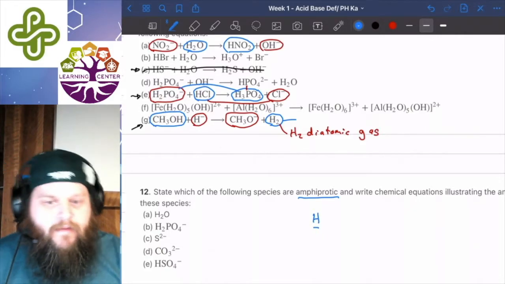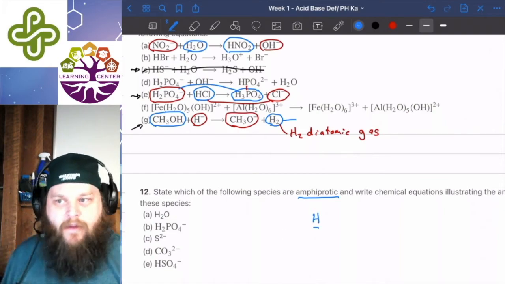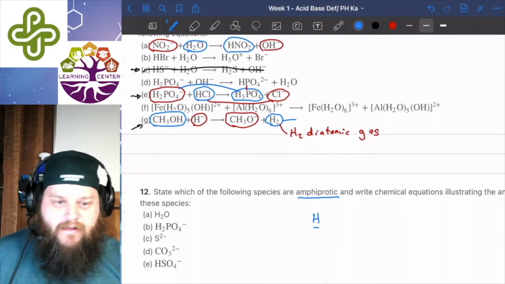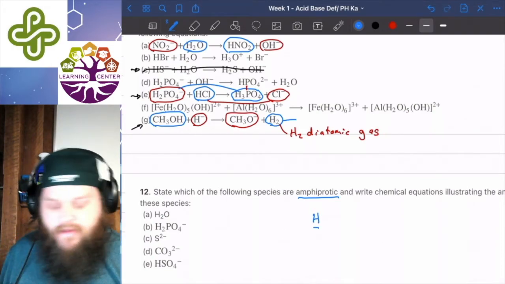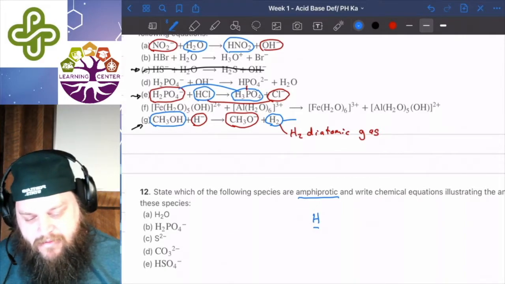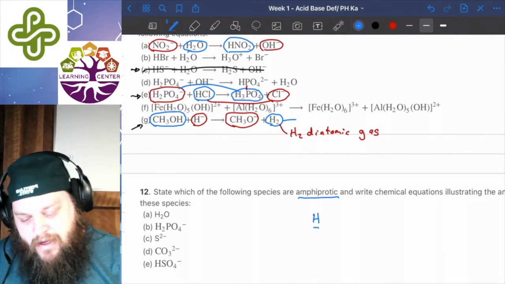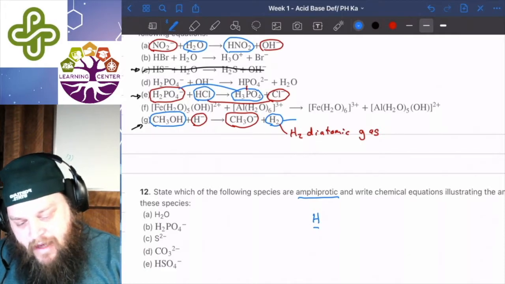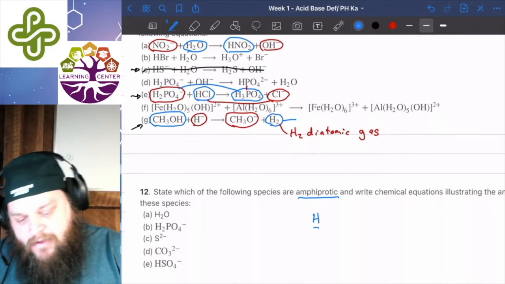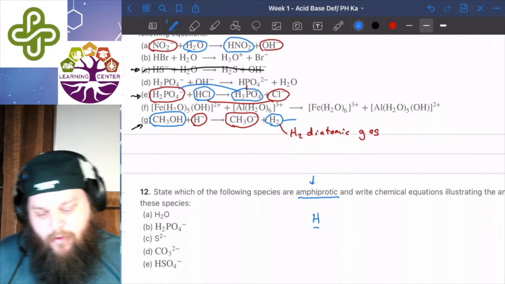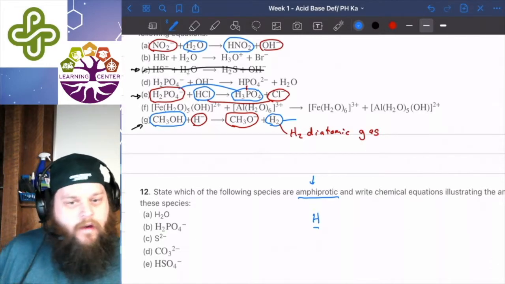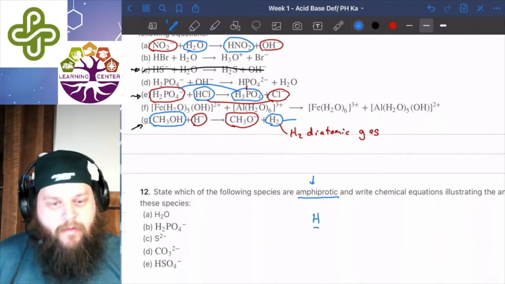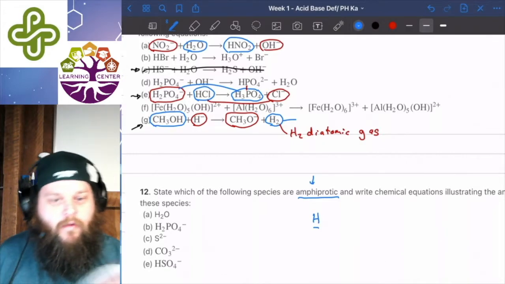Anytime they have a negative charge or they have a lone pair, they can also act as a base. Negative charge usually means they have a lone pair in there somewhere anyways. So anytime that's true, we can have something act as an acid and a base, and that's what they call amphiprotic. It's like an amphibian. They can go in water or land, and amphiprotic means they can gain a proton or lose a proton.